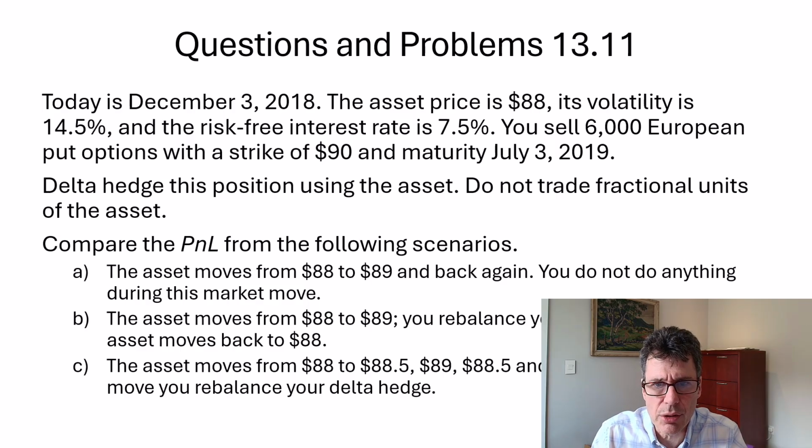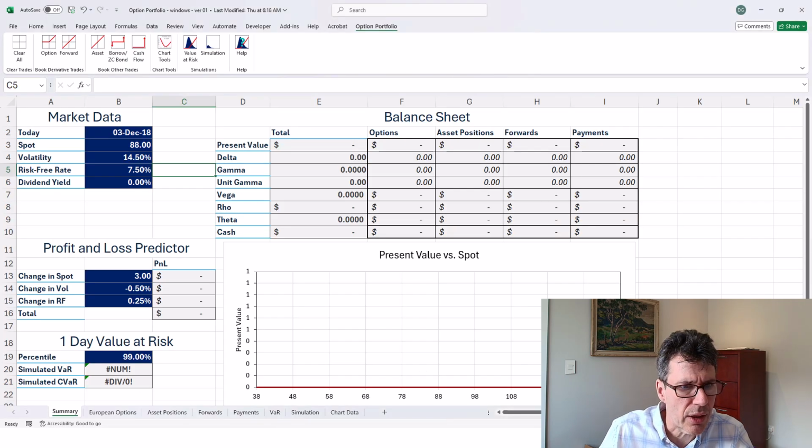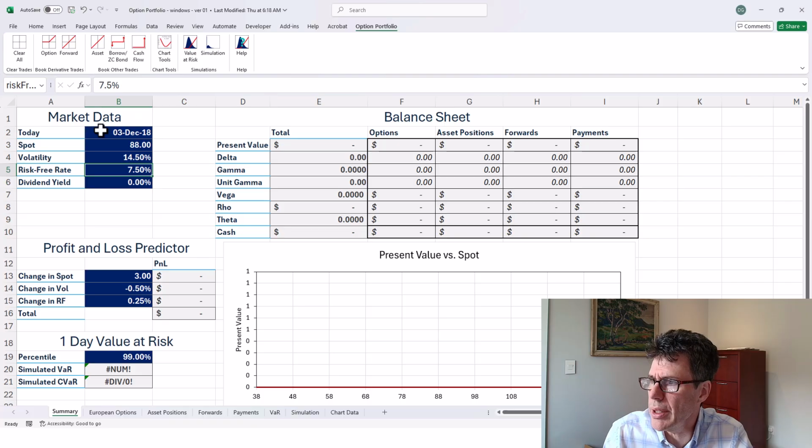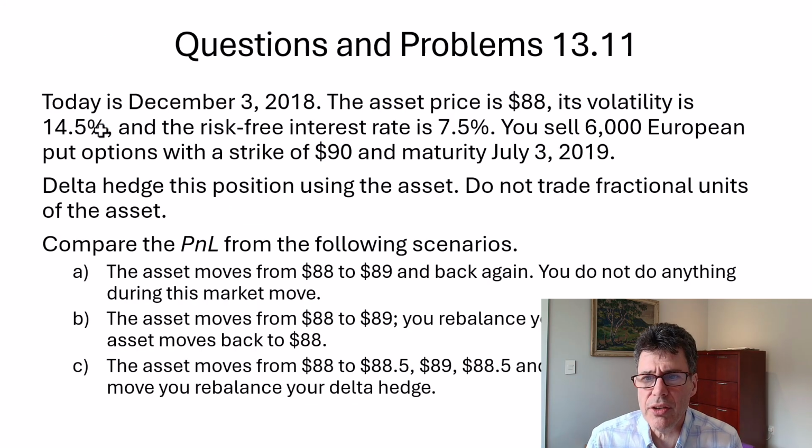So the first thing we do in the spreadsheet is get the market data synchronized with the problem. So if I look up here, we've got December 3rd, 2018, spot price of 88, volatility of 14.5, and a risk-free rate of 7.5. Okay, next we sell 6,000 European put options with a strike of 90 and a maturity of July 3rd, 2019.